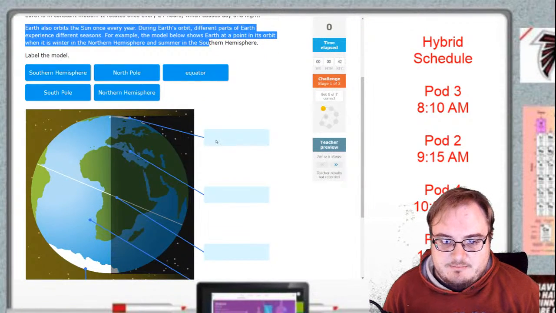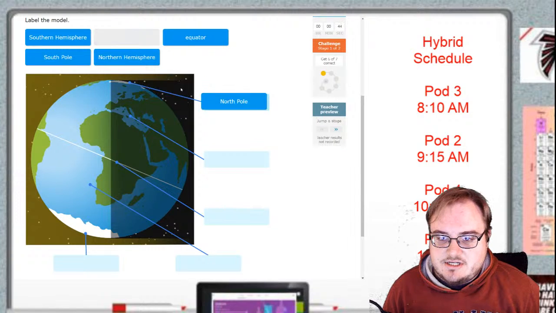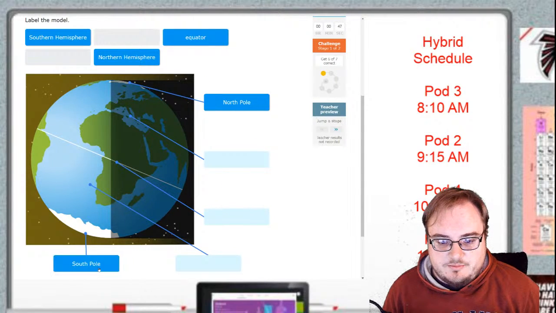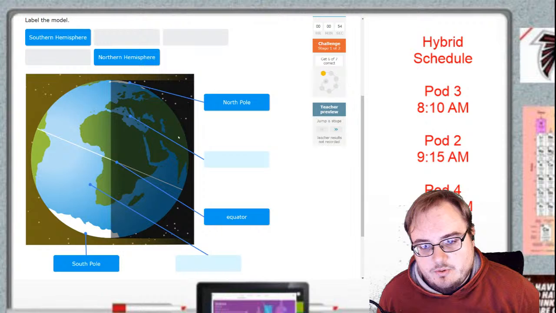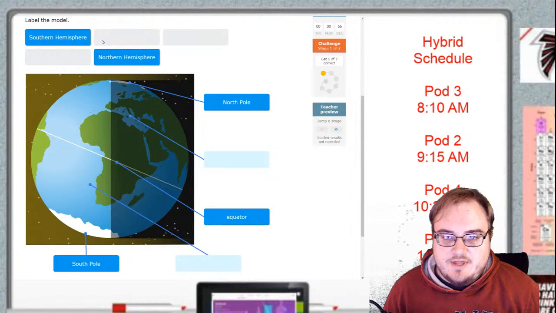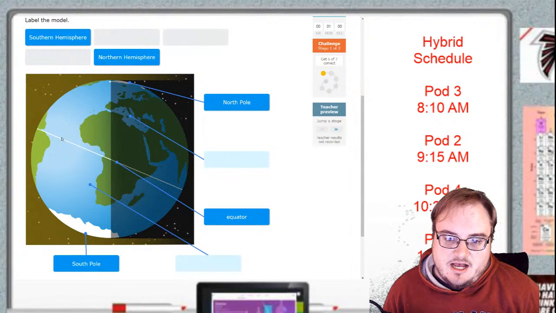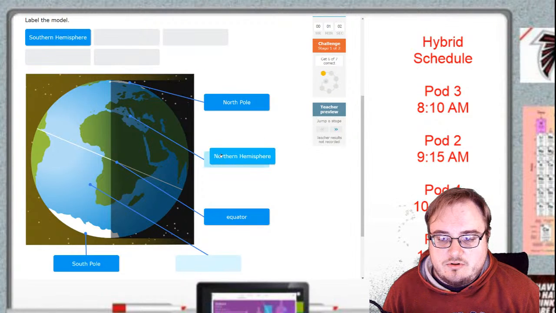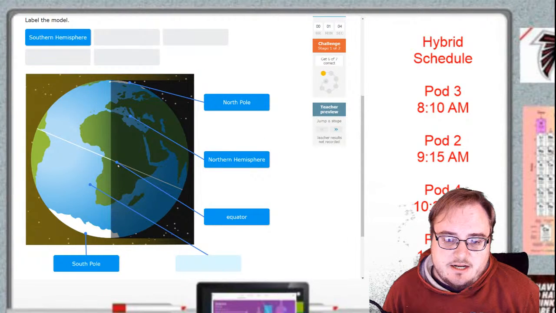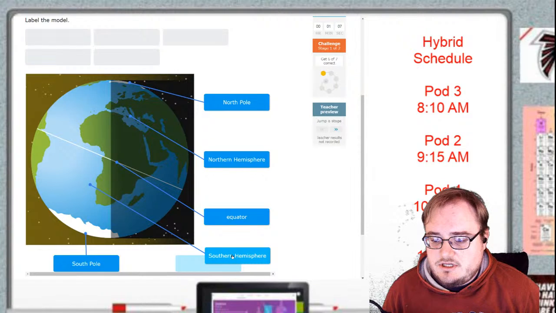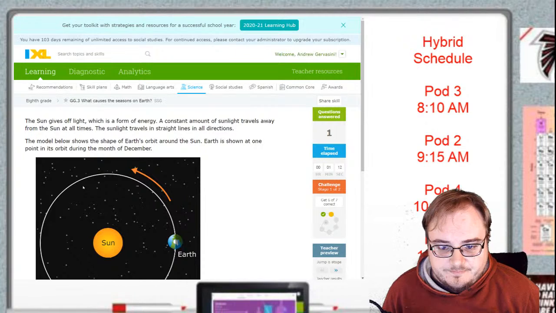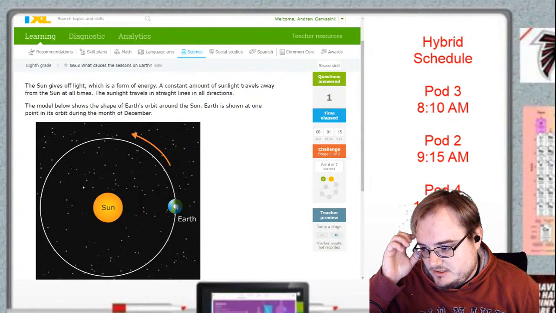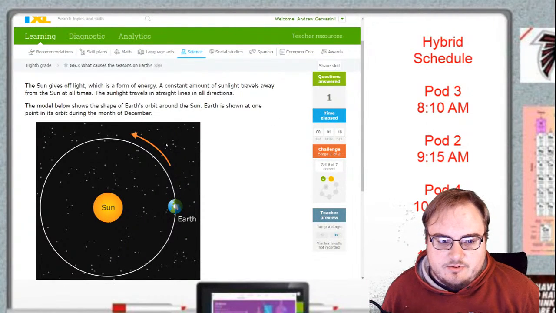So label that model. First of all, I know the top part is going to be the North Pole and the bottom part is the South Pole. Pretty obvious. What divides North and South in equal parts in distance would be the equator. So now I'm just left with the hemisphere. Hemisphere, half a sphere. So this top half between the equator and the North Pole would be the northern hemisphere. And then the bottom half between the equator and the South Pole, southern hemisphere. They're just checking to make sure that you know your geography, because it's the tilting of those poles and separated by the equator that's going to give you seasons.